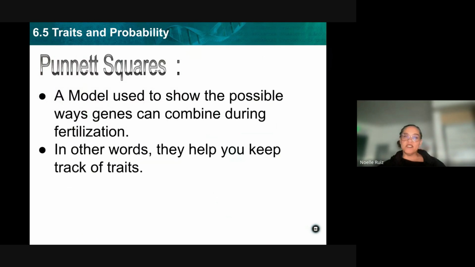All right, so a Punnett square is a model used to show the possible ways genes can combine during fertilization. So in other words, they help you keep track of traits. And like I said last week, we are in basic biology, so we are learning about one-trait Punnett squares. There are bigger Punnett squares where we compare two traits and combine them together, but we're only learning one right now.